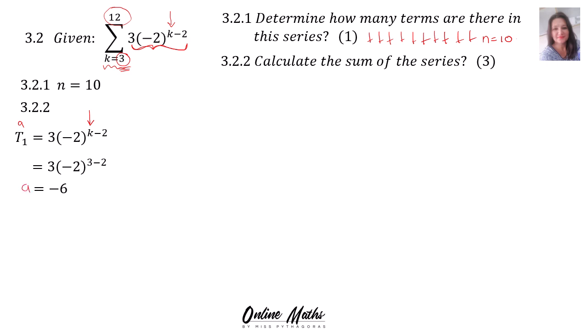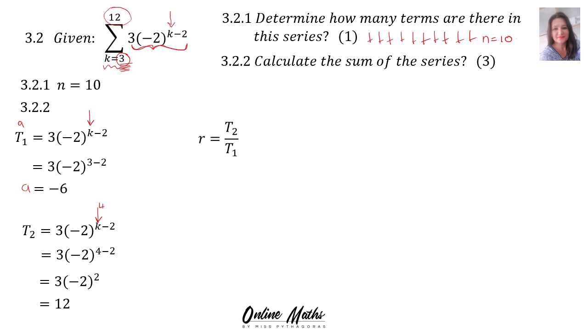Then to find r, we also need the second term. So we will work out term 2. What happens here is now we started substituting in 3. So now we will substitute in the next number, 4. So into k's place goes 4. We work it out and term 2's value is 12. So now that we have that, we can work out r, the common ratio, by saying term 2 divided by term 1, which is 12 divided by -6, and then r's value is -2.